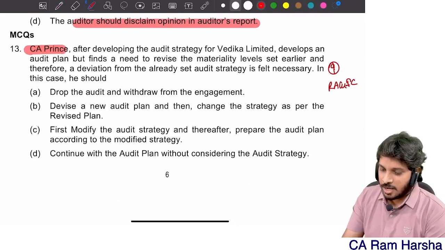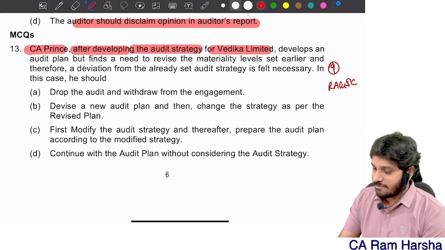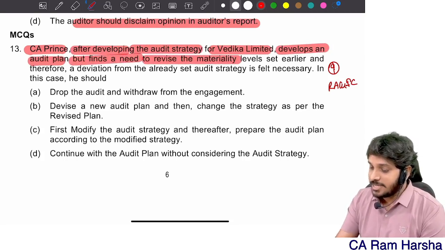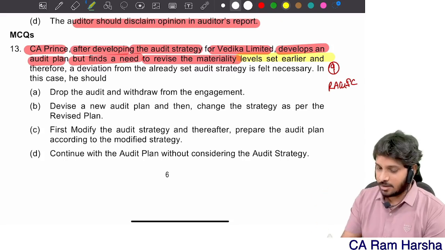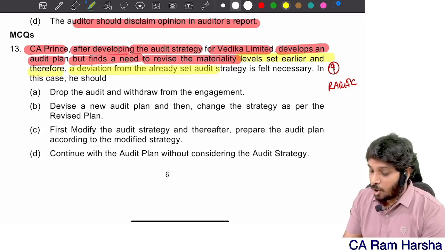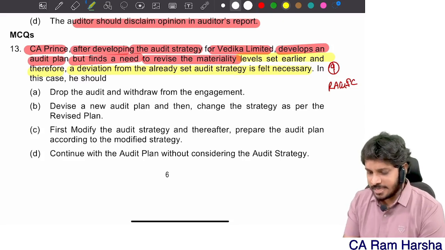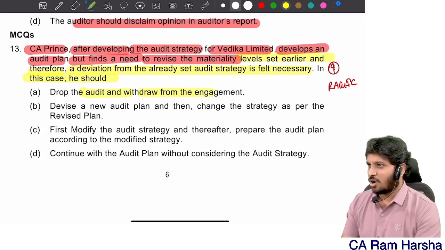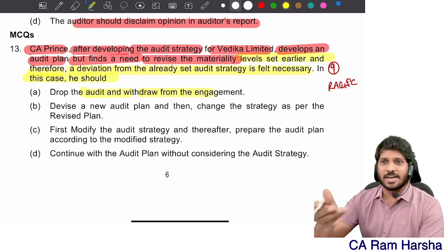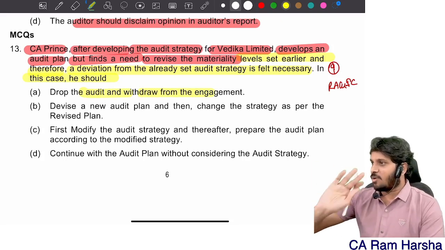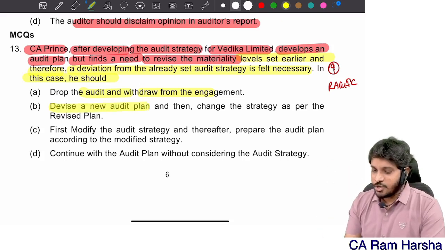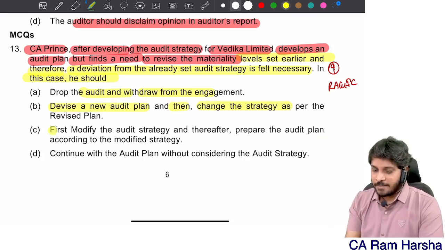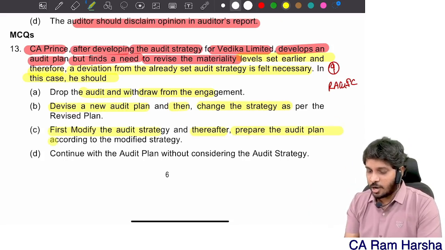TA Prince, after developing the audit strategy for Vedika Limited, develops an audit plan but finds the need to revise materiality levels set earlier, and therefore a deviation from already set strategies felt necessary. In this case, he should drop the audit and withdraw. Not required. Obviously, when we plan the audit and go, as circumstances change we may have to modify the strategy and plan. Devise new audit plan and then change strategy? No. First we have to change strategy and then plan.